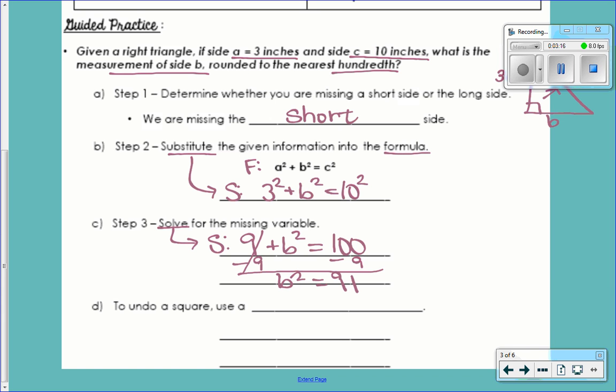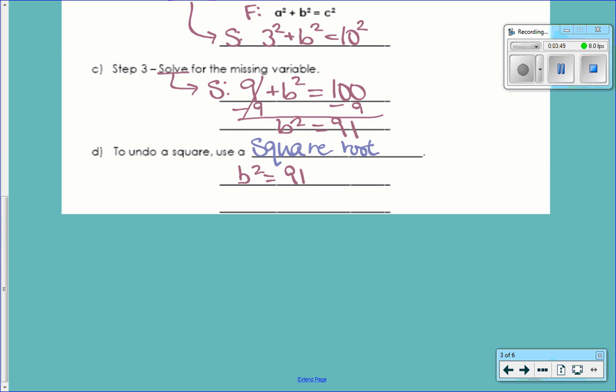No, we want the side length of B. B squared is area. This is the actual area right here. Are we good? Okay. To undo our square, we're going to use what's the inverse of square? Square root, you got it. So like that, we have B squared equals 91. And the square root of B squared is B.